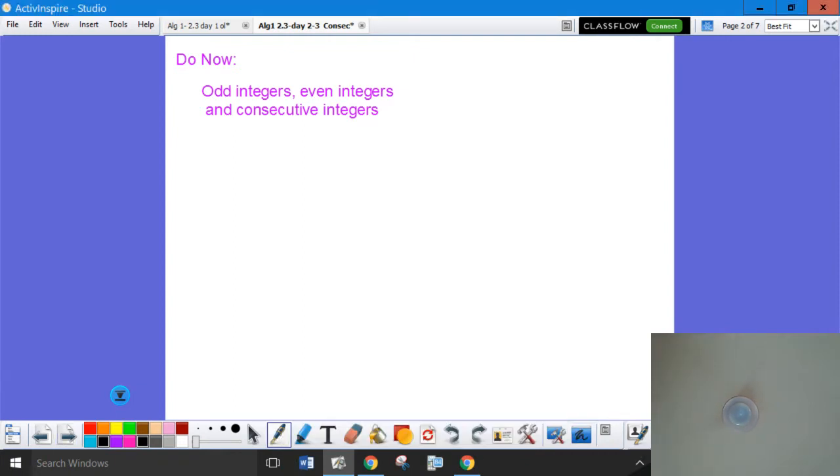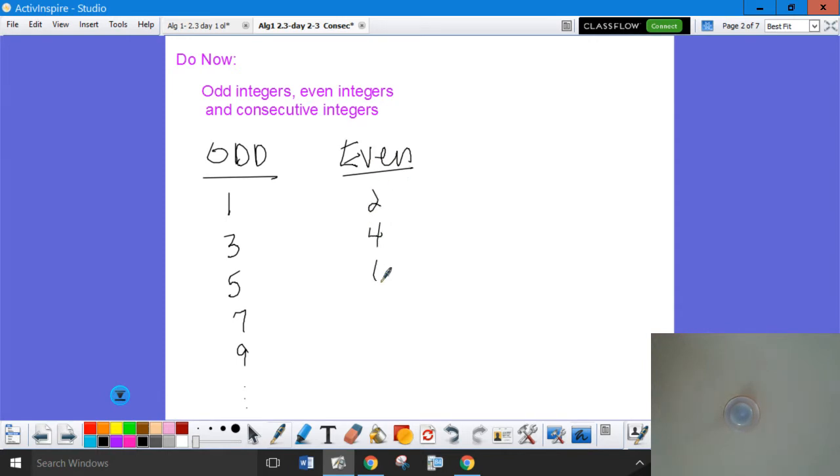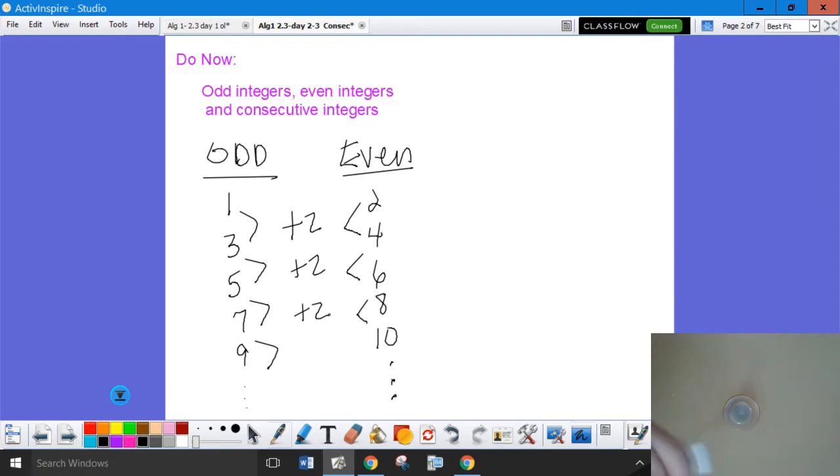Okay, so to start with, I want you to think about what an odd integer is. So odds, we know, are 1, 3, 5, 7, 9, etc. And we know even is 2, 4, 6, 8, 10, etc. So all of these, no matter whether I'm looking at odds or evens, to go from one to the other is plus 2. Everyone jumps by 2. Now, consecutive means in order.